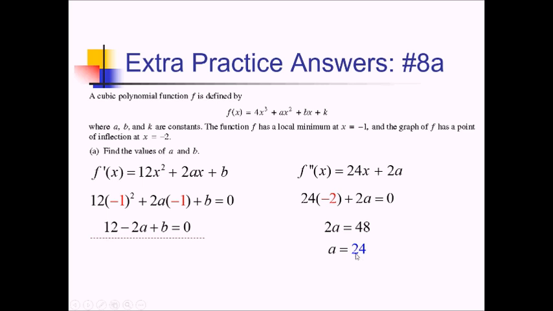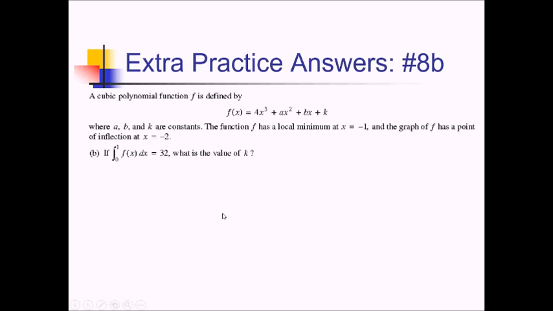Now that I know what the value of a is, I can go back to this equation where we kind of hit a dead end, and I can plug 24 in for a over here. And once I do that, I can now solve for b. So this is 12 minus 48, so this is going to be -36, which means that for this to equal 0, b must be +36. So there we are, a and b.